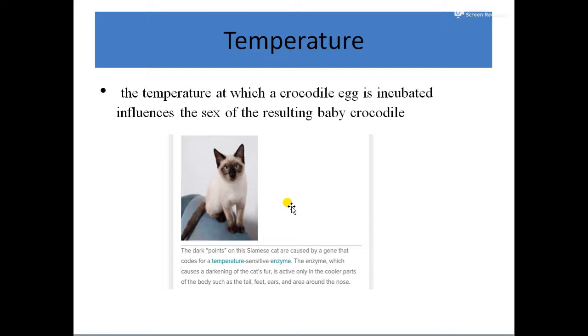The pigmentation-causing gene is inactivated in the regions with high temperatures, and in the extremities or body parts where there are lower temperatures, the pigmentation-causing gene is expressed. As a result, the tail as well as the extremities of the cat will express the pigmentation.